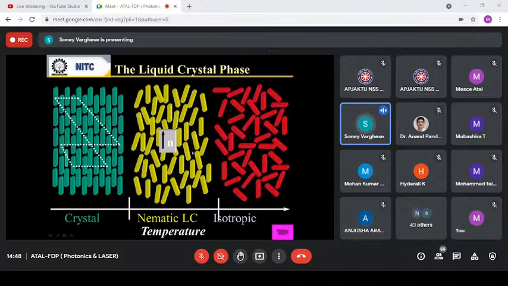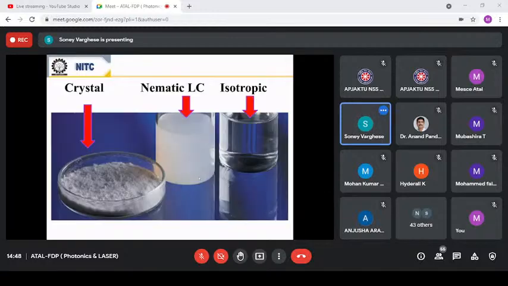So we express this in terms of order parameter. Order parameter is 1 for a crystal, whereas it is 0 for isotropic systems. So order parameter is 0 for isotropic and 1 for the crystal. And for the liquid crystal, the order parameter will vary from 0.3 to 0.8. So we can imagine some order which is present in the material, right?